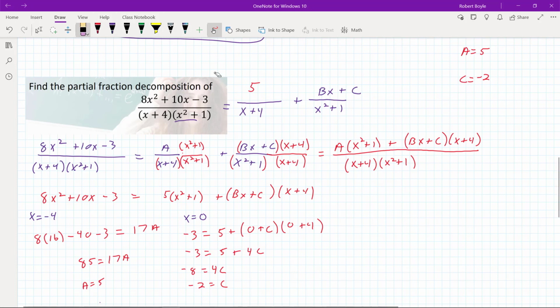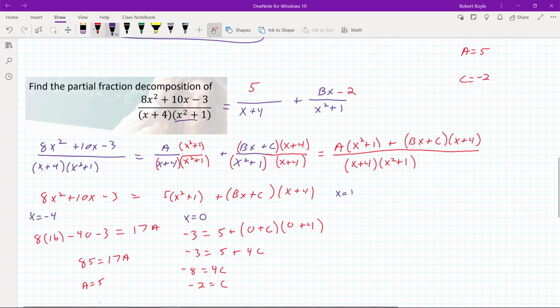And this right here is equal to minus 2. So the only thing we have left is b. Okay, so let's do the next easiest value of x to compute. That's going to be x is equal to 1. And what do we get if we have that?